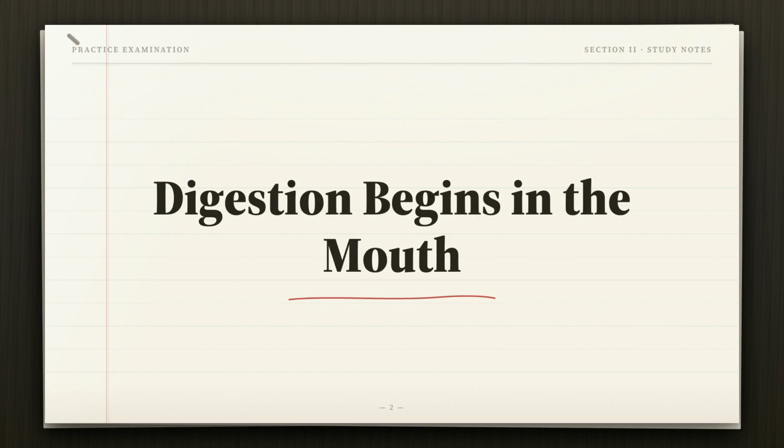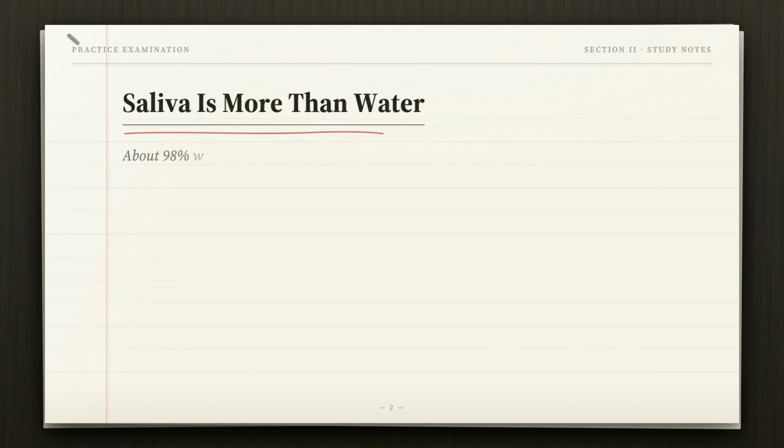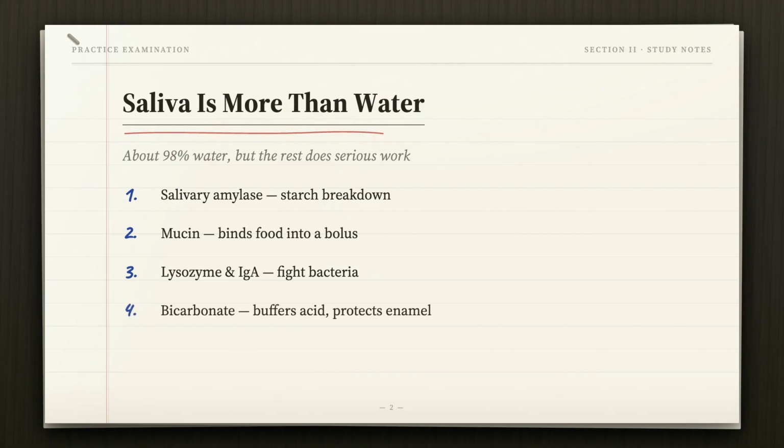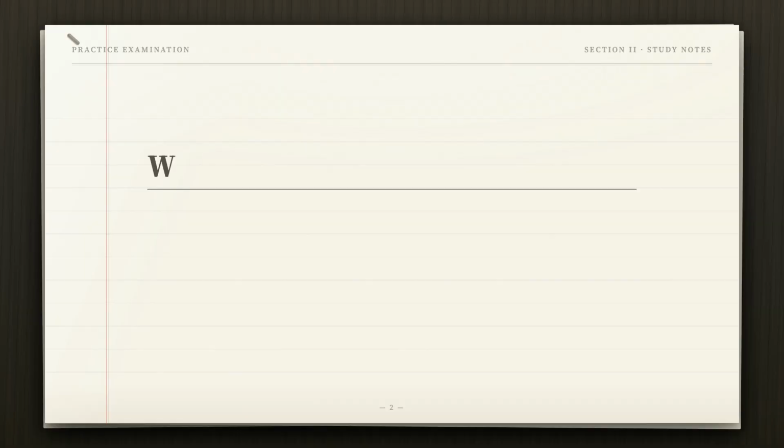Chemical digestion doesn't wait for the stomach. Salivary amylase starts breaking down starch into maltose within seconds of the first bite, making carbohydrate the first nutrient class attacked anywhere in the digestive tract. Saliva carries salivary amylase for starch, mucin to bind the chewed bolus together, lysozyme and immunoglobulin A for defense against bacteria, and bicarbonate to buffer oral acids and protect enamel. It also dissolves food, since taste receptors only respond to molecules in solution.